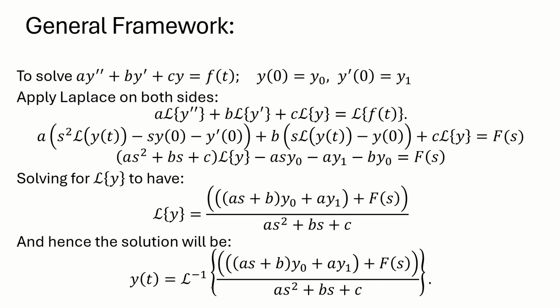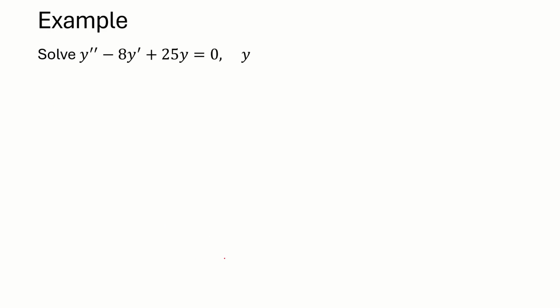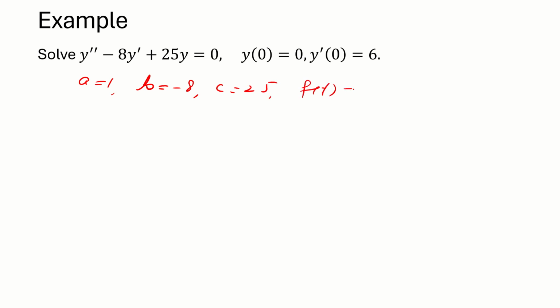So let's do an example by finding the solution using this concept directly. How do you do that? Let's suppose we want to solve this equation y double dash minus 8y dash plus 25y. In this case, a is simply 1, b is minus 8, whereas c is 25. f of t, because it's a homogeneous equation, is 0, which means f of s is also 0.